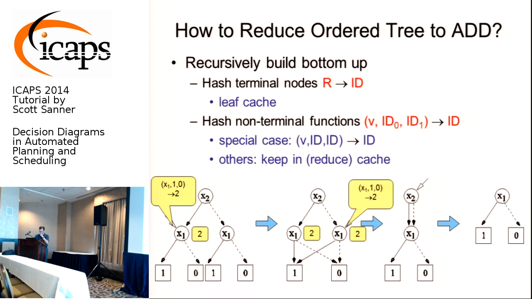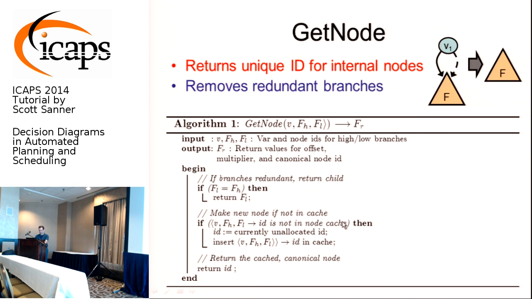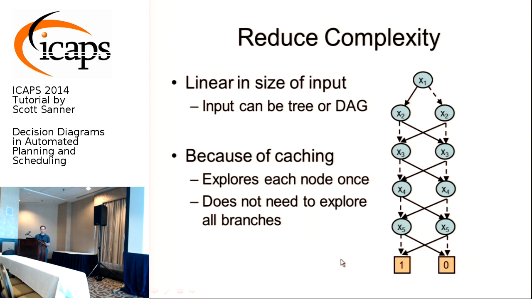And literally, I've taken my Java code, and I've converted it to pseudocode. This is the reduce algorithm, the recursion. Reduce the high branch, the low branch, and then get the canonical result. And then it calls this helper function. So it takes about 15 lines of code without comments to implement that. Good. And so what's the complexity of the reduce algorithm?